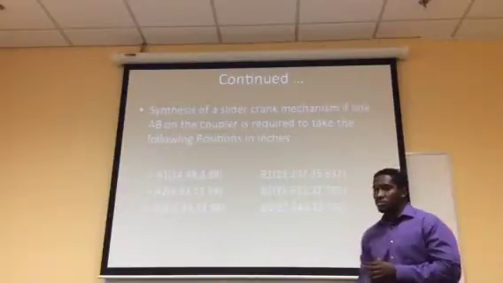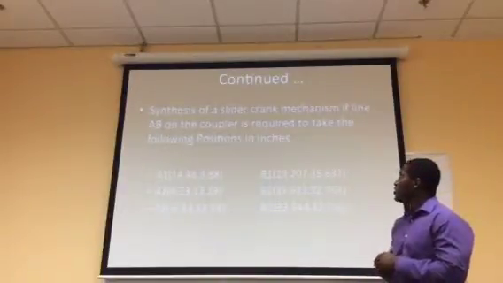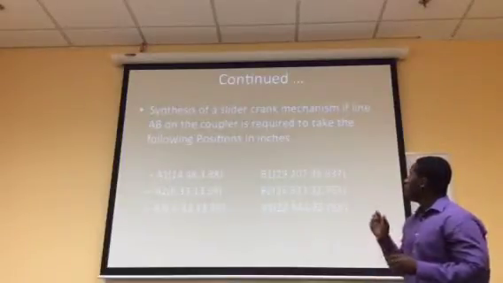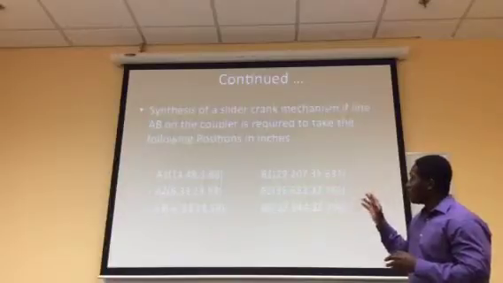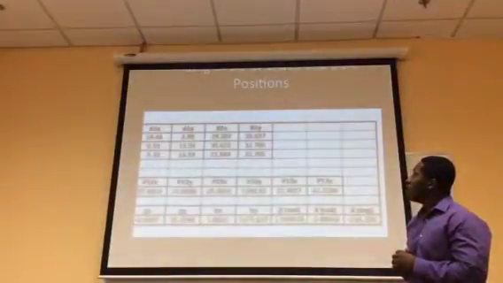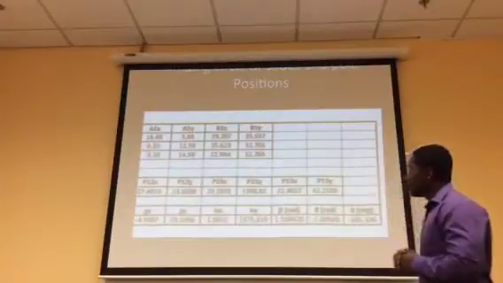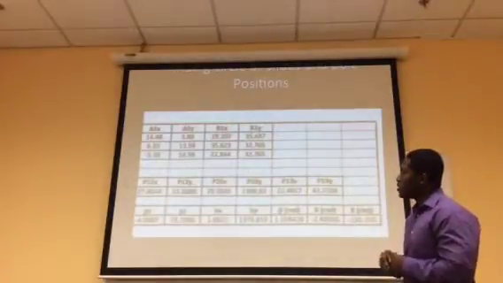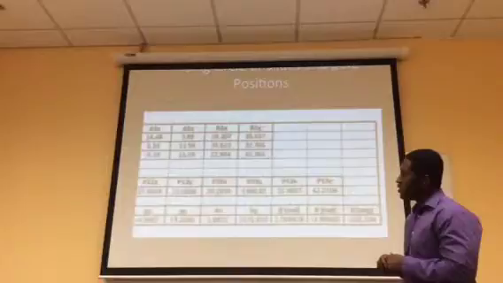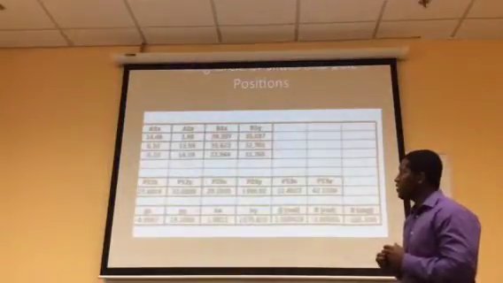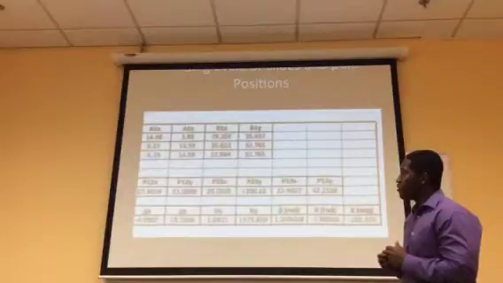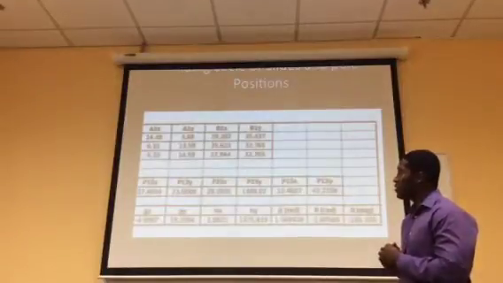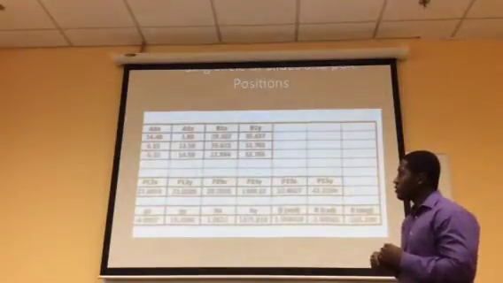Here are the given positions in inches that the coupler AB is required to take. Here's a table that we made in Excel. We used the given points, but we didn't really have to fix any of the points, which was one of the options that was given. We only did a decrement of 1 in A3, and then we were able to find the points 0.12, 0.13, and 0.23 as well.